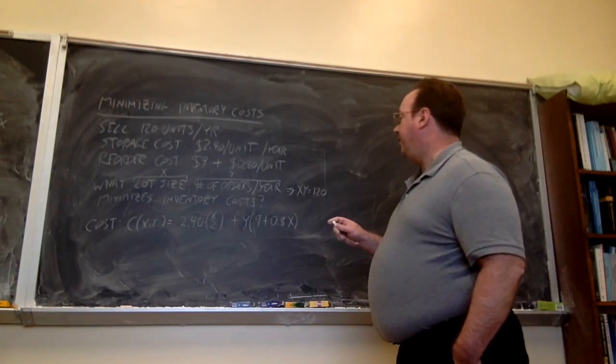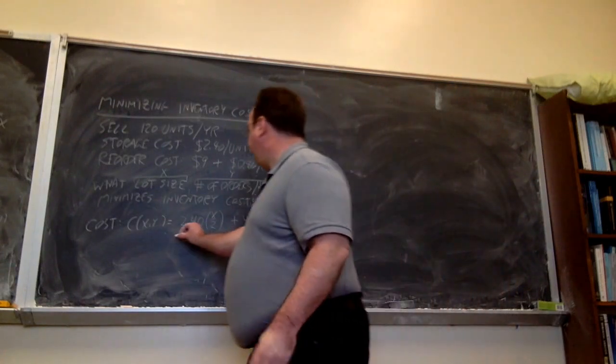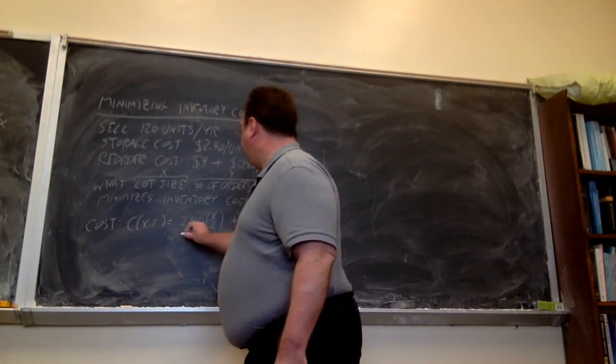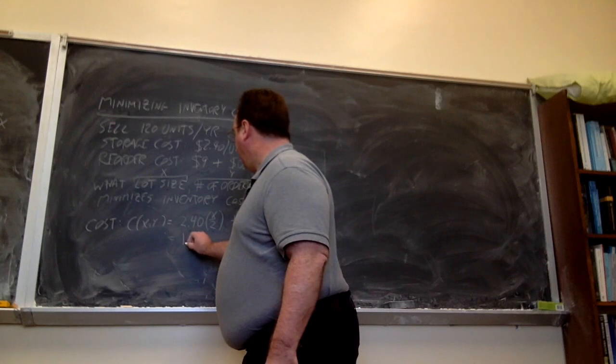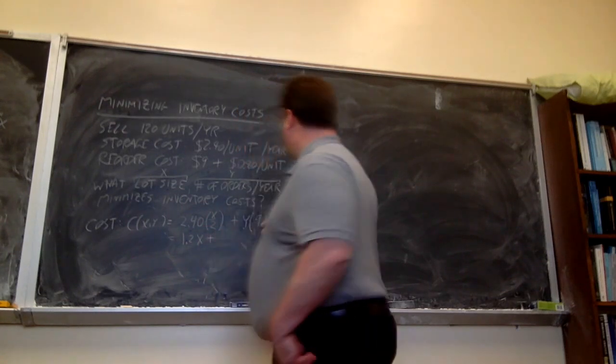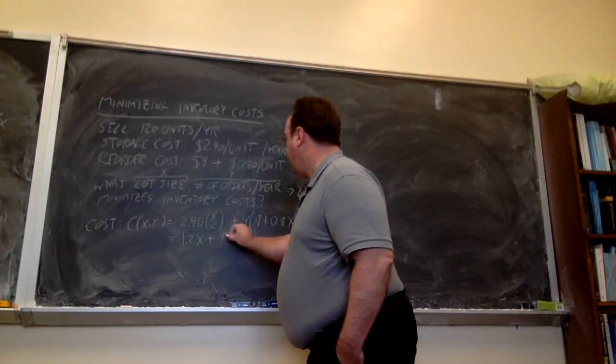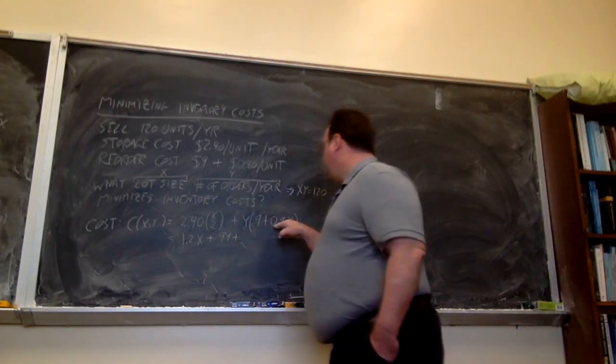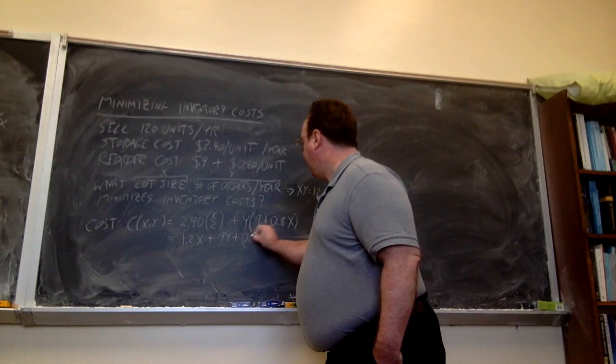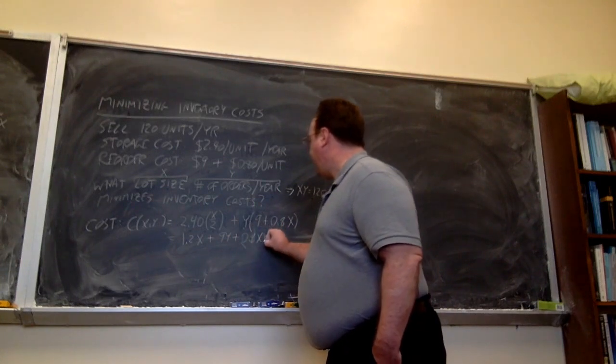Okay. So now I'm going to simplify this a little bit. So 2.4 divided by 2 is 1.2 X plus 9Y plus 0.8 XY.